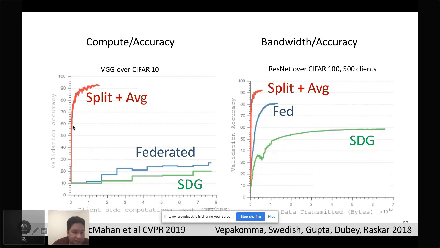But in general, the big picture is we see that split learning converges much faster. It also is extremely efficient in terms of communication and compute, especially the data. This is the data transmitted, this is the compute cost.